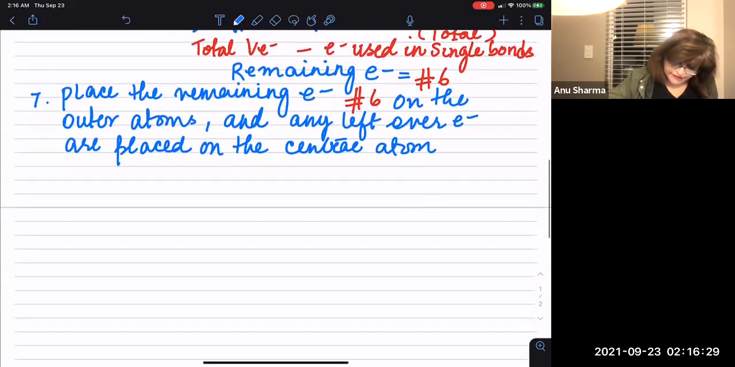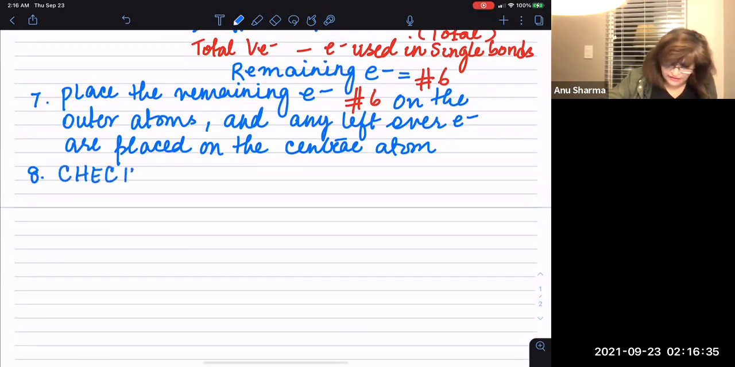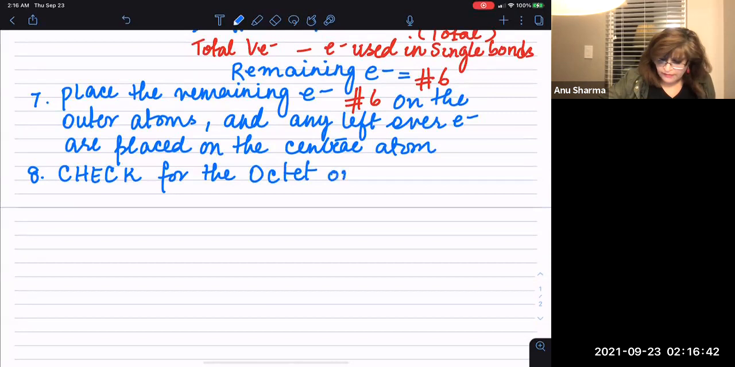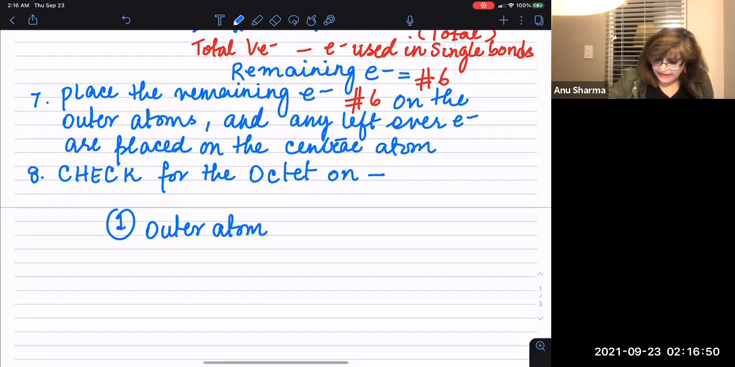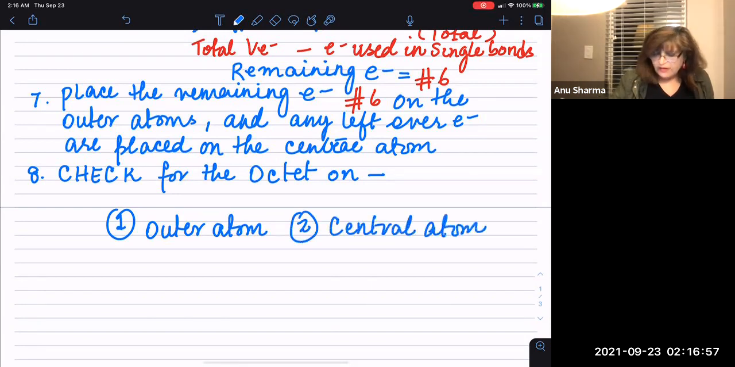Now comes the important thing, number eight. Check for the octet on number one, the outer atoms, whether their octet is met or not. Outer atoms, and then the central atom. So the central atom is last.